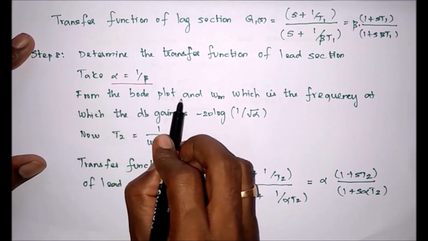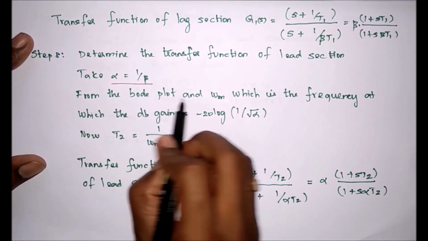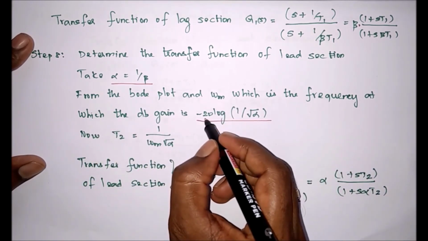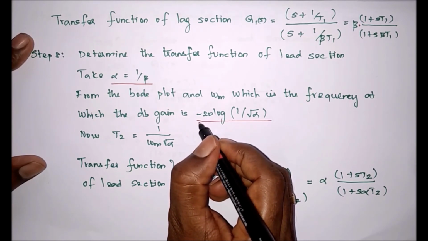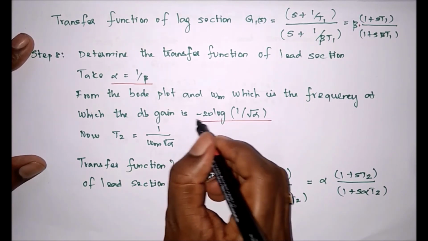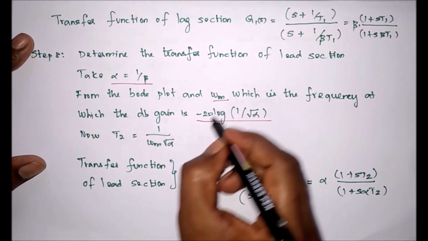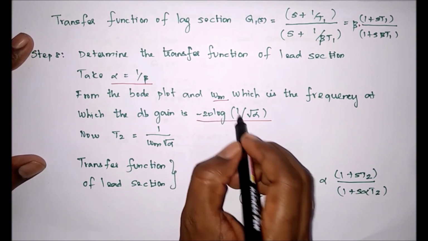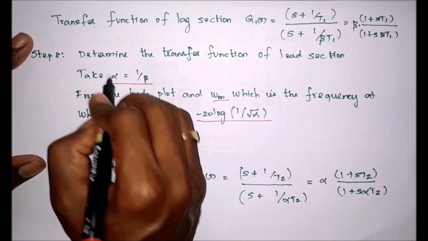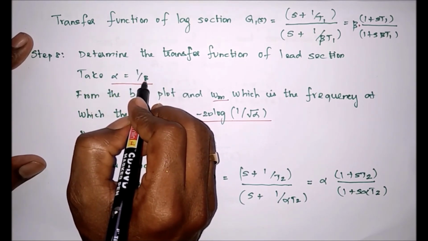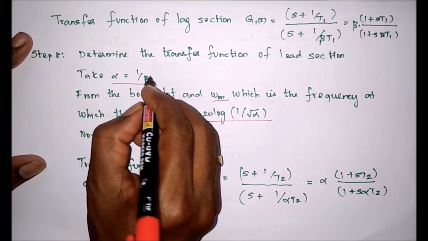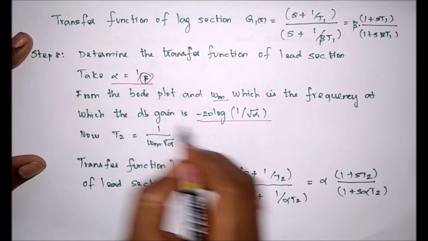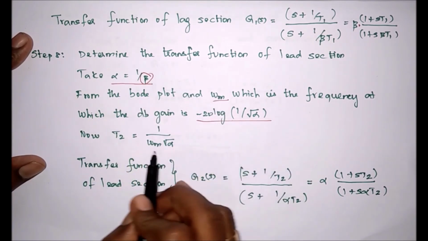Now from the Bode plot of the uncompensated system, we have to find the frequency omega m, at which the decibel gain is equal to minus 20 log 1 by square root of alpha. We know alpha equals 1 by beta. Just now, while designing the lag compensator, we calculated beta. So we substitute beta, then find alpha, and we can easily find omega m.